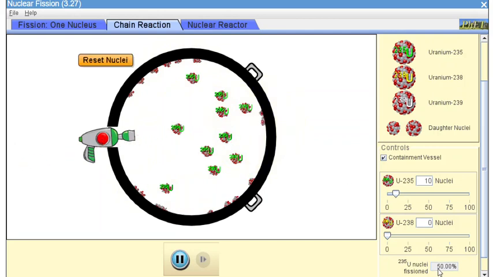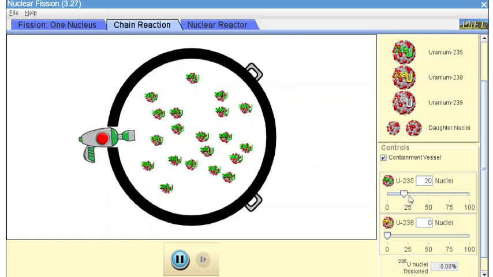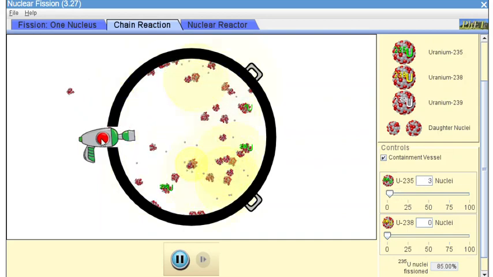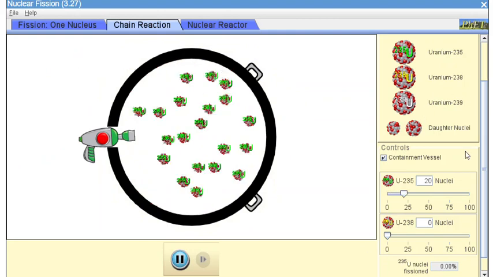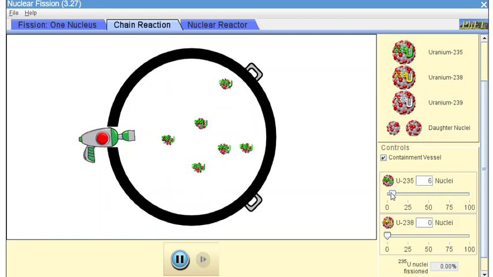Okay, so in this case, just 50% of the uranium-235 nuclei were fissioned. At the end, we have just 10 nuclei. I can reset this. I have at the beginning 20 nuclei. I can just do it again. The reaction does not always occur the same way; it all depends on how the neutrons are moving. So in this case, I got 95% of uranium-235 nuclear fission.